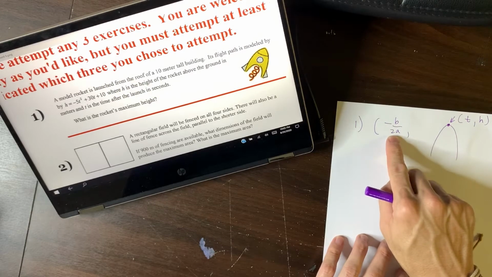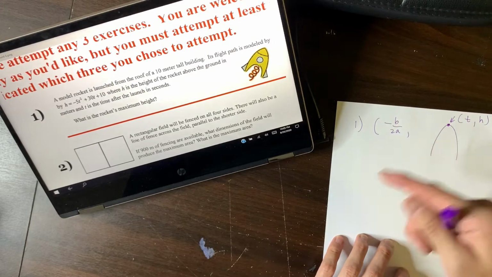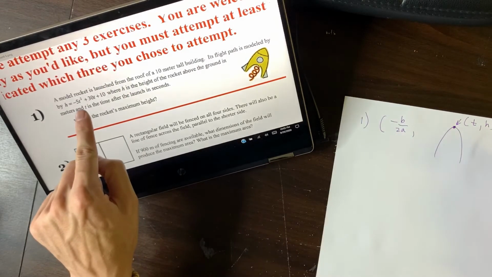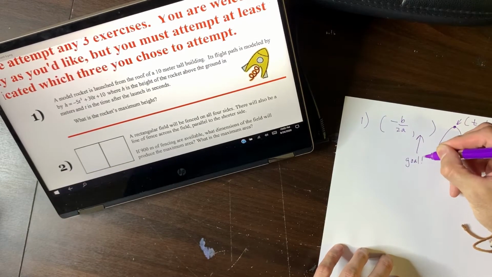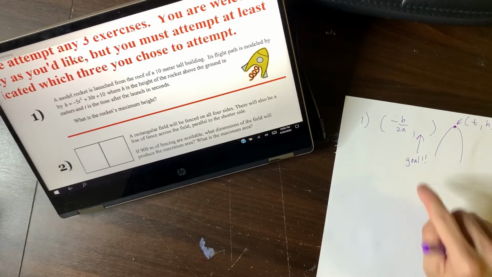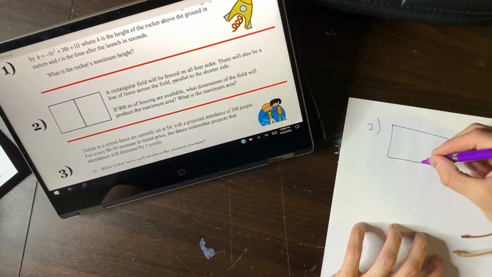So negative b over 2a is going to give you a time frame. Whatever time you get, you plug that back in here to get the actual height, because that is the actual goal. For problem 2, we have a model that looks like this.